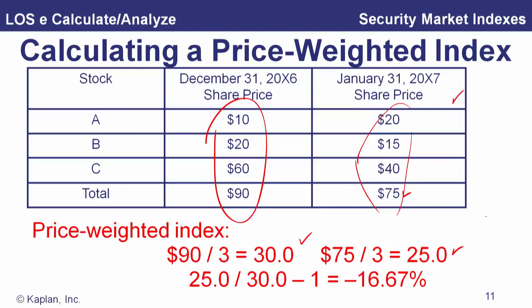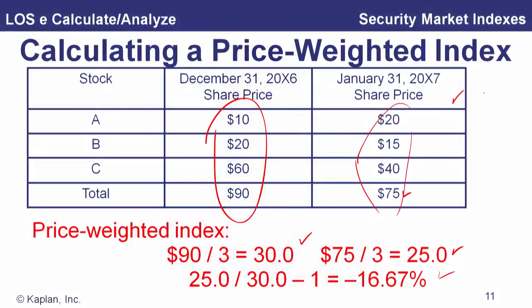Well, we can calculate our price change in the index as ending index value over beginning index value minus 1. So we've had a decrease in the index value of 16.67%. Had we bought an equal number of shares of each of these stocks, that portfolio would have had a return over this month of, pretty bad, minus 16.67%.